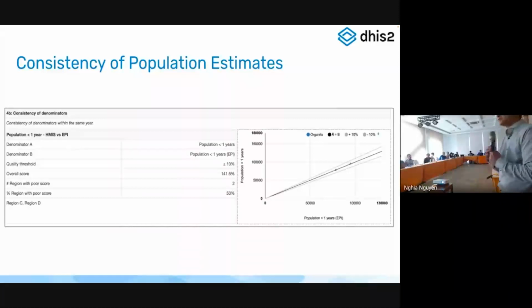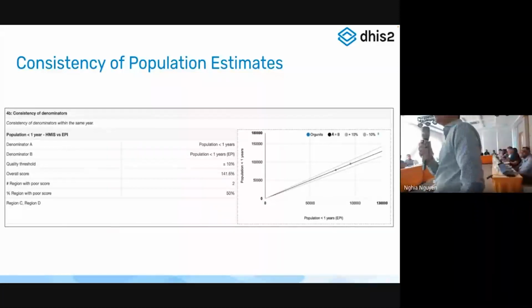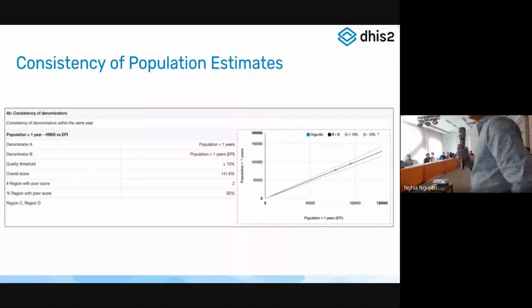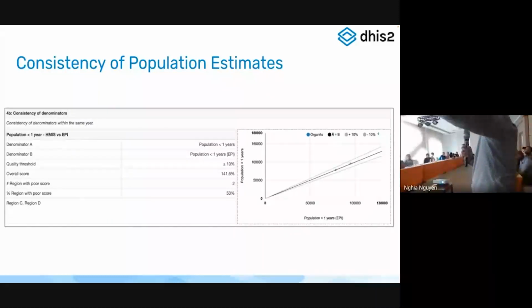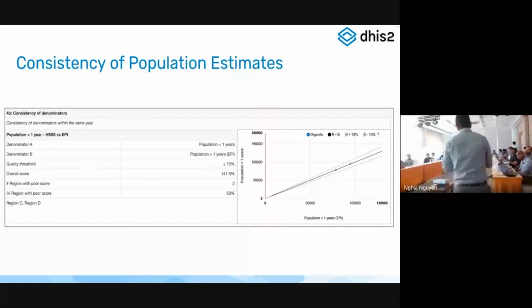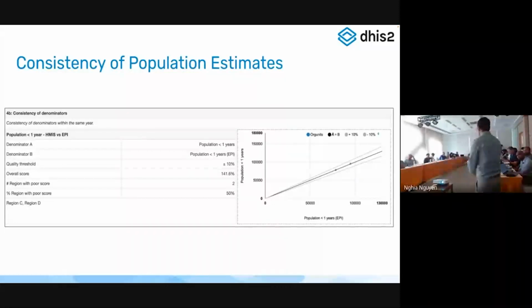Okay, and the last one was consistency of population estimates. Sorry, I started talking about this earlier, then switched over. But this is comparing denominators from two different programs. One is from the HMIS, one is from the EPI program, and it's looking at population less than 1. So sometimes we have this issue where inside of DHIS2, there are many denominators. HMIS gives some denominator, EPI will give one, and they're all different.